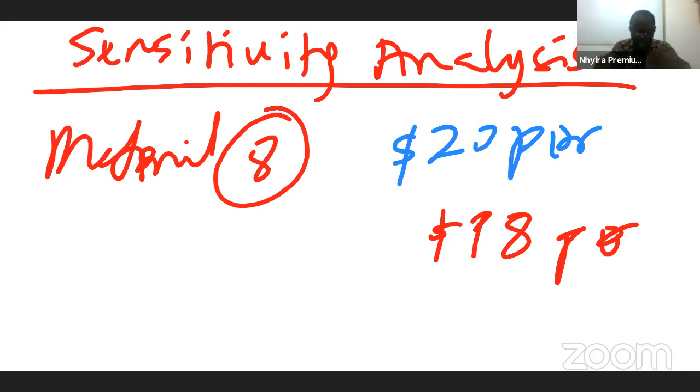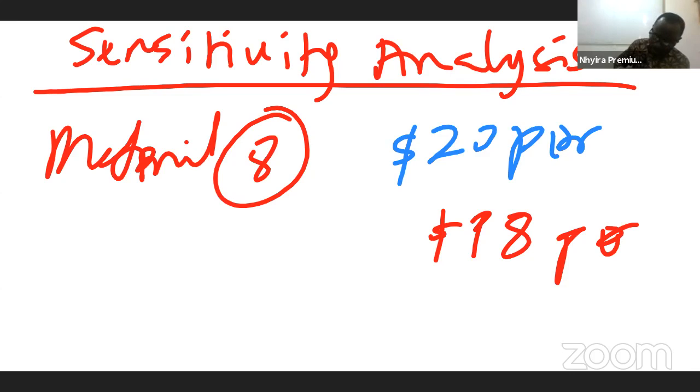Okay, what do we do? How do we deal with that kind of risk in the assumptions that we are making? That is where sensitivity analysis comes in. The sensitivity analysis looks at the changes that will happen to our NPV should there be a change in the variables that were used in the computation of the NPV.